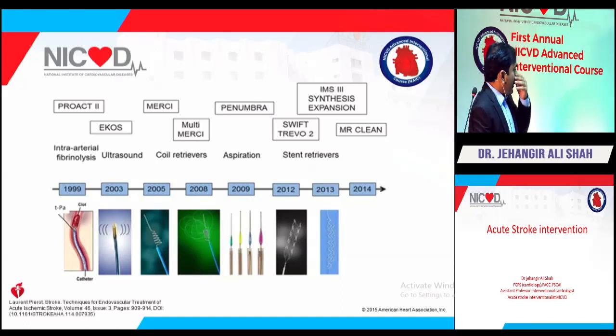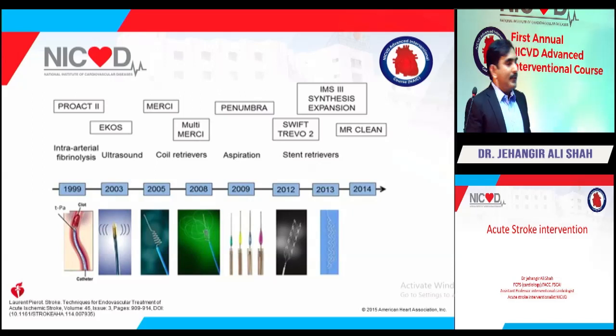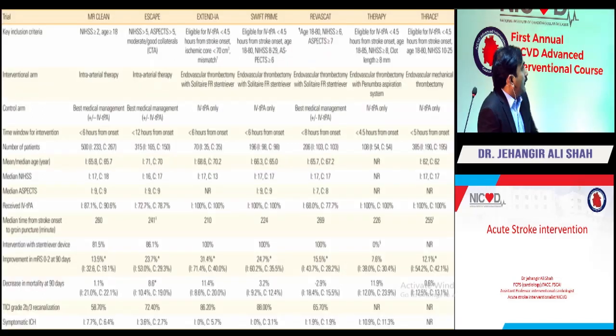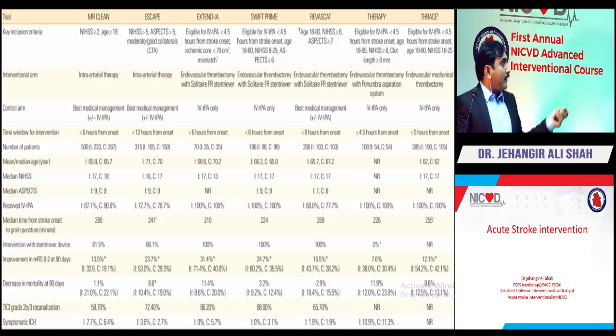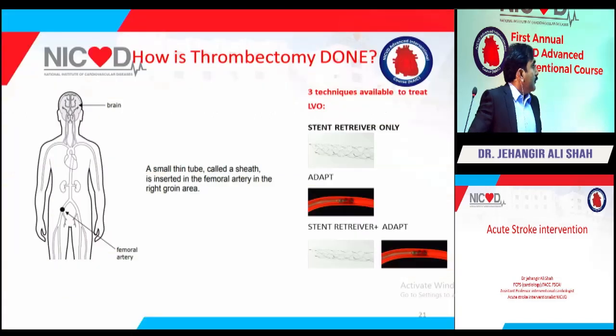Initially, mechanical thrombectomy was started from 1999, and they tried it until 2013. There was no benefit seen while doing mechanical thrombectomy. But later on, in 2015, these trials: MR CLEAN, ESCAPE, EXTEND-IA, SWIFT PRIME, REVASCAT, showed a remarkable change in stroke. These were positive trials with data showing that mechanical thrombectomy is better than this.